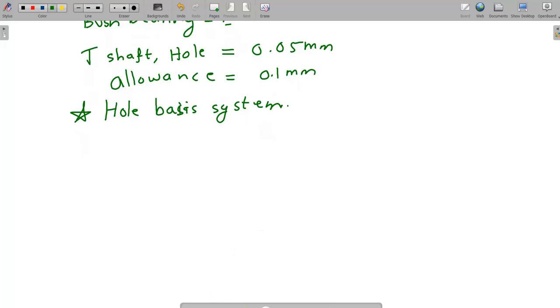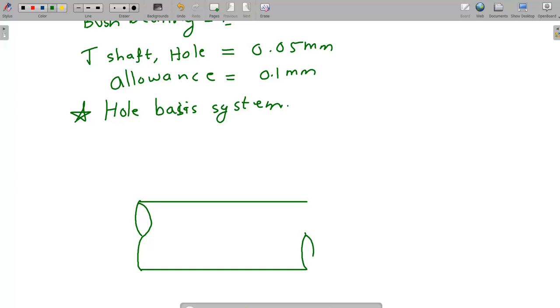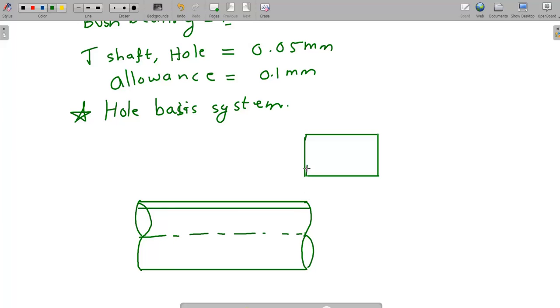First of all, draw the shaft. See, your shaft should be exact. Just draw it. Next you have the hole, I am just drawing the hole. Okay, so now I will draw the tolerance limit, or tolerance zone.